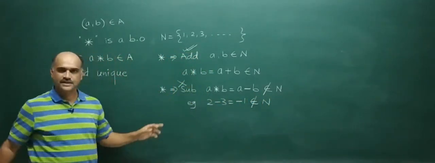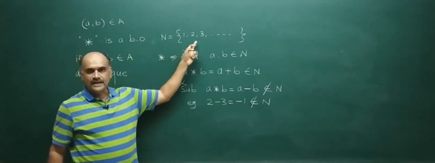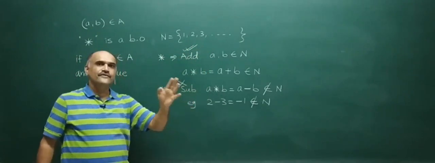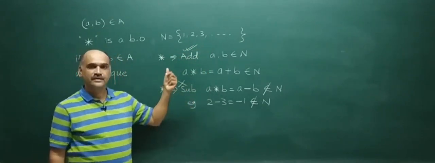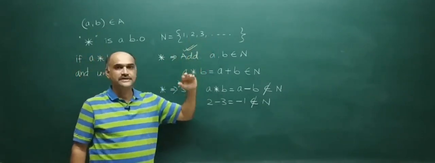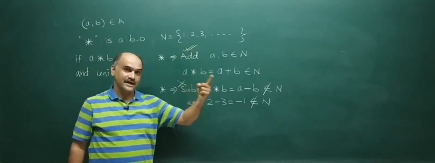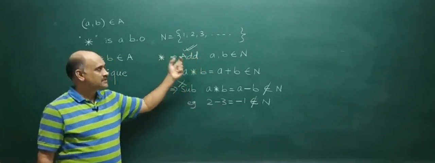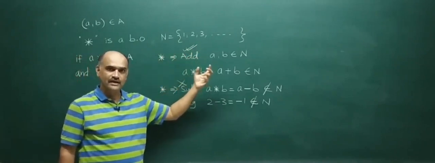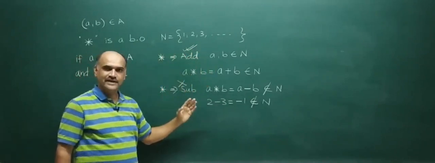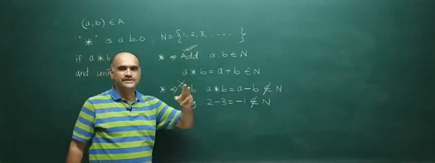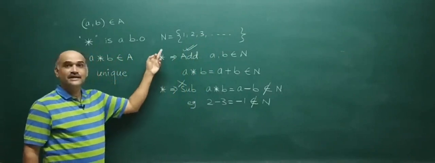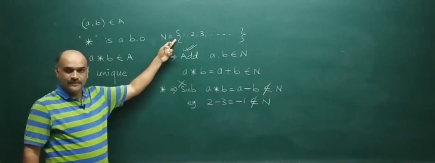So, subtraction is not a binary operation on natural numbers. Similarly, if you take multiplication, if you take any two numbers and multiply, again you will get a natural number. 2 into 3, 6, 3 into 4, 12, 4 into 7, 28. Any two positive numbers if you multiply, again you will get positive. So, multiplication is a binary operation on N.